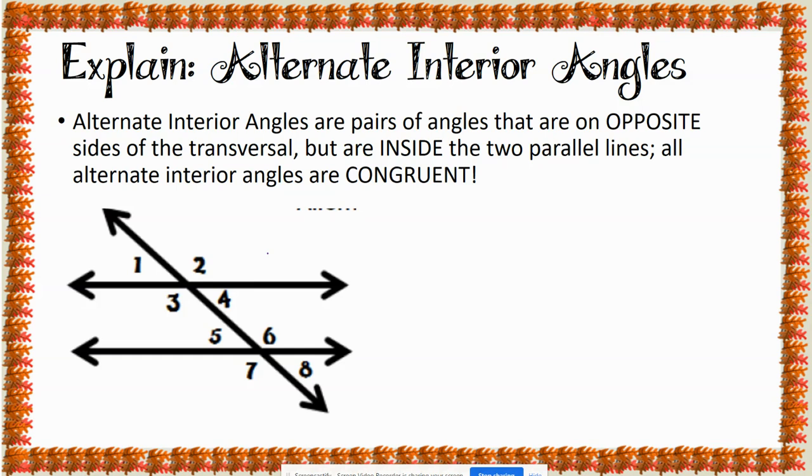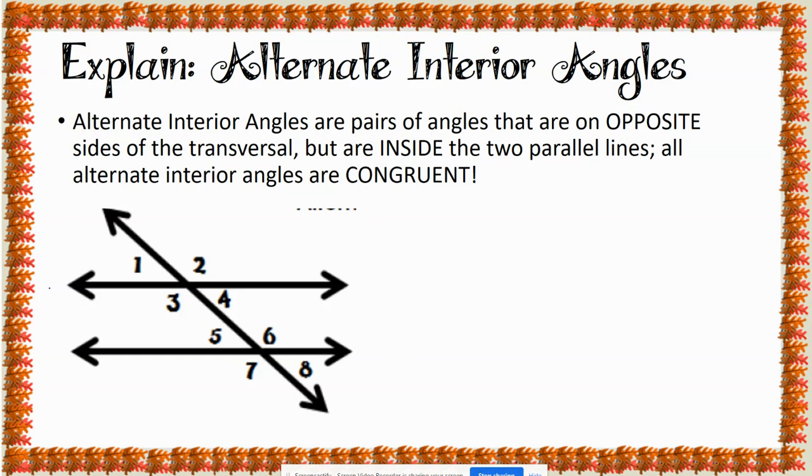The first type of angle that we're going to talk about are alternate interior angles. These are pairs of angles that are on opposite sides of the transversal, but are inside the two parallel lines. All alternate interior angles are congruent. Well, what this means is, if you look at this figure, we see that we have parallel lines here.